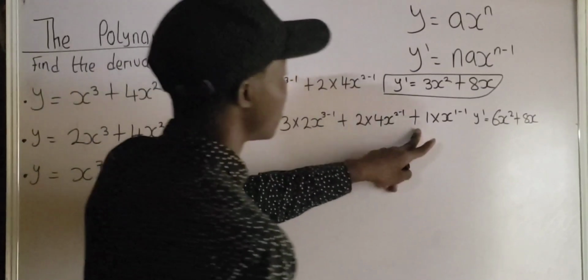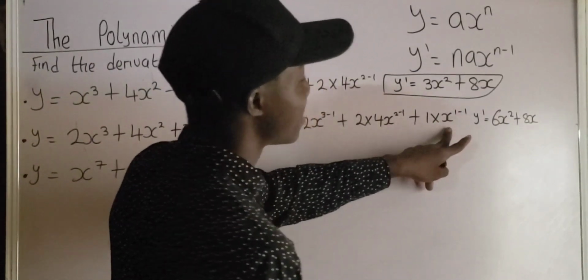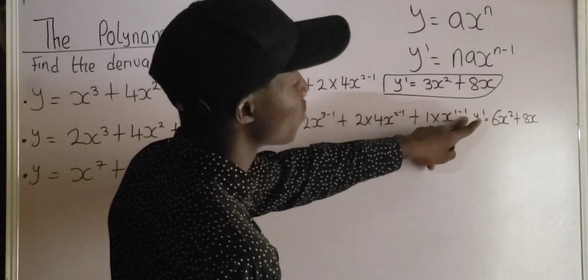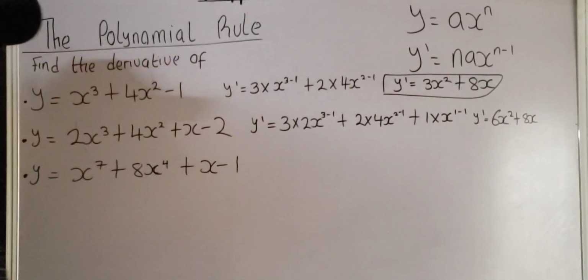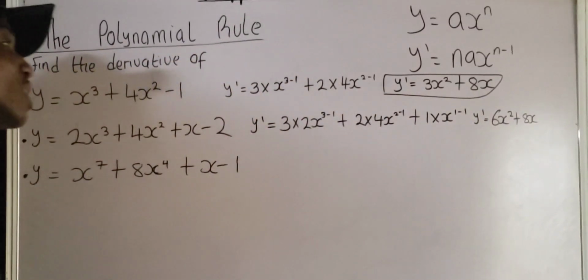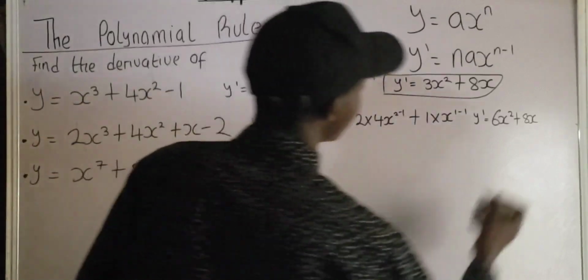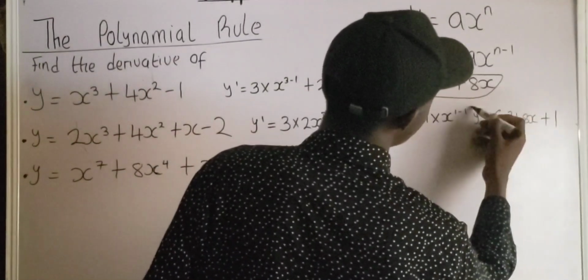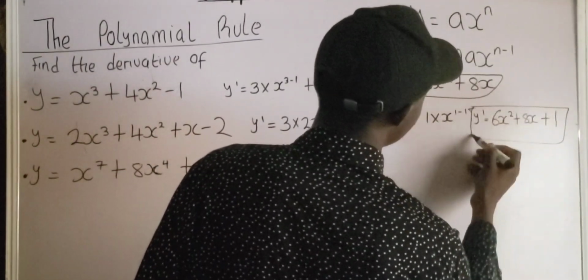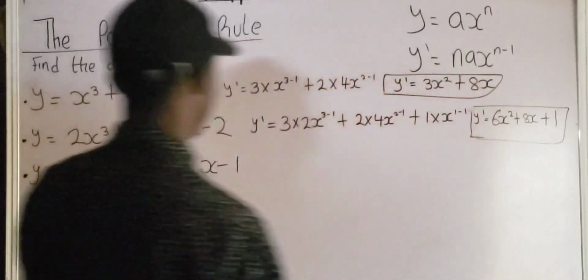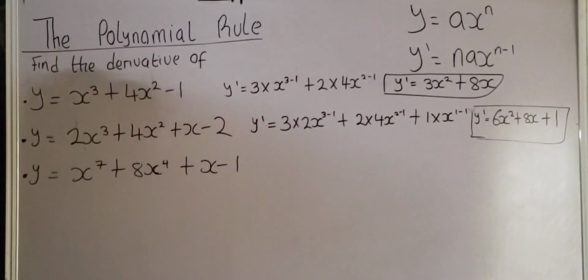Now let us have this. 1 multiplied by x, that is x, raised to the power of 1 minus 1. x raised to the power of 1 minus 1 is x raised to the power of 0. So x raised to the power of 0 is 1. So for this, I'm going to have plus 1. So the derivative of the second question is this. Are you getting it? So let us proceed to the third question.